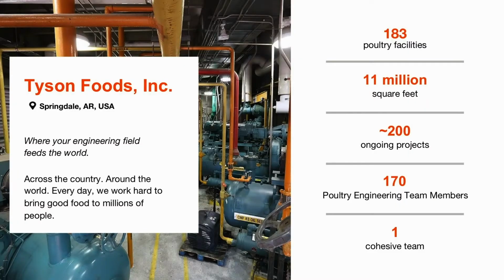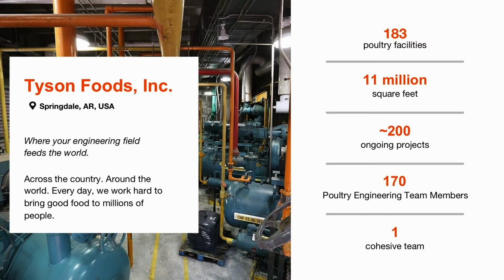You have probably heard the name Tyson Foods and have hopefully seen it on your grocery store shelf. Our main purpose as a business is to deliver food to the world. We have our own engineering team. In particular, I work in the poultry division. So we have 183 facilities and over 11 million square feet.